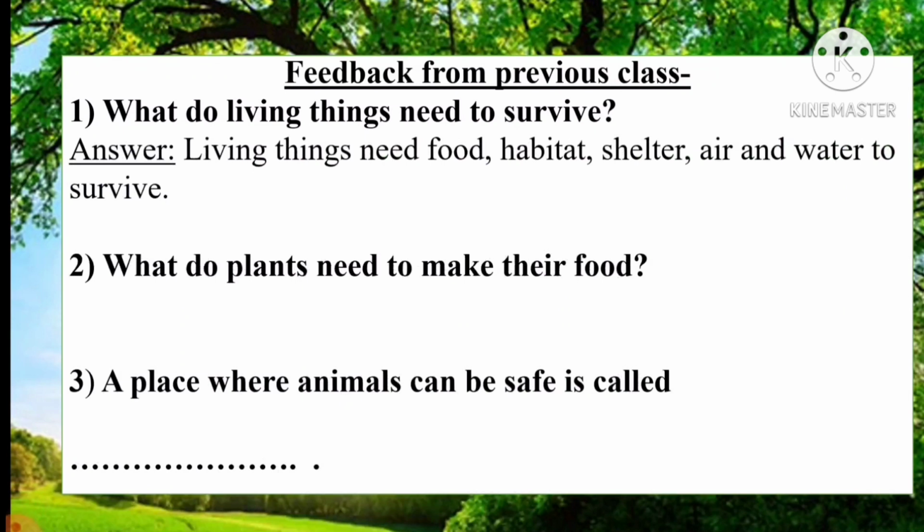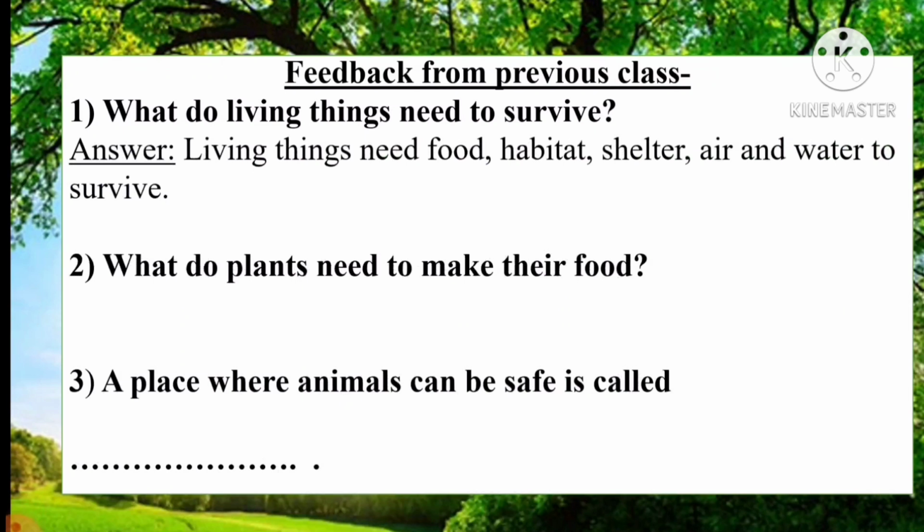Okay, and from the air, plants take the carbon dioxide, make their food, and give off oxygen, and that oxygen is taken up by the animals or by the humans, and the humans and animals give off carbon dioxide, and all the living things need water to survive and grow. So what are the 5 things living things need to survive? They need food, habitat, shelter, air and water to survive.